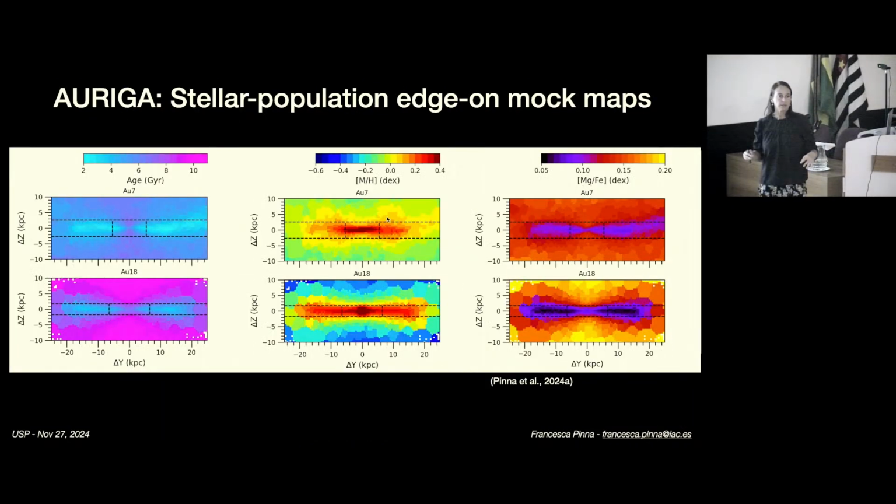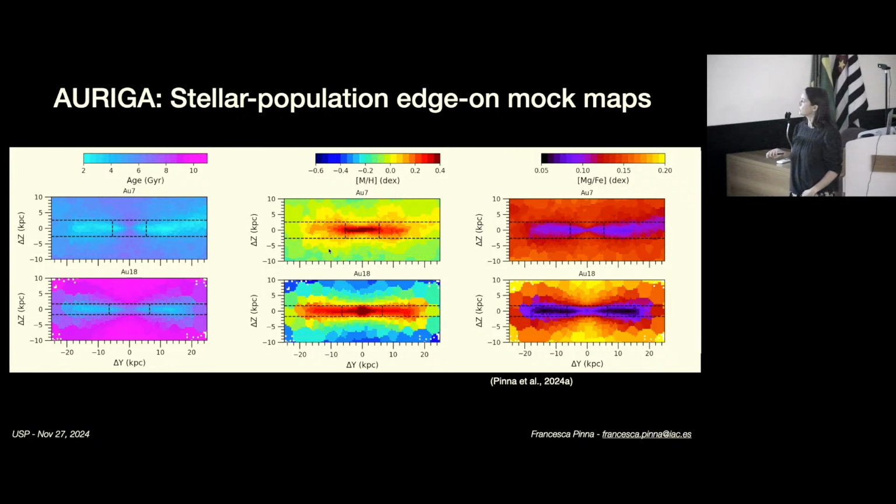I projected all the stellar population properties into maps, so as to have something qualitatively comparable to observations. So I have the maps for age, metallicity, and magnesium over iron for the 24 galaxies, but I will focus here on only 2 of them, which are representative galaxies that I would like to use to reconnect to what we found in observations. So from left to right, I'm showing here age, metallicity, and magnesium over iron of 2 galaxies.